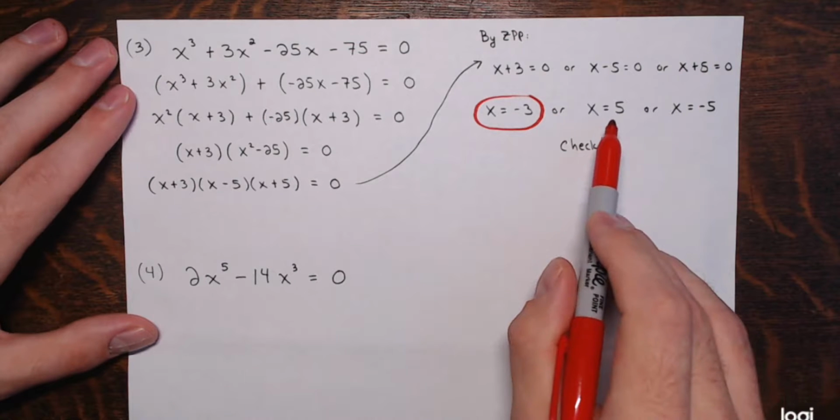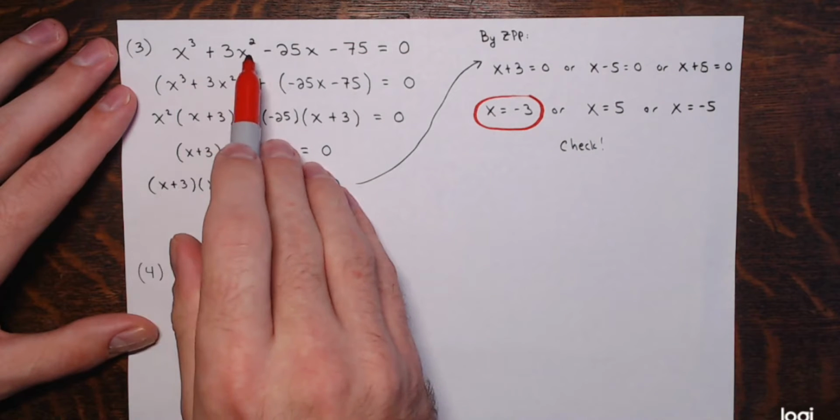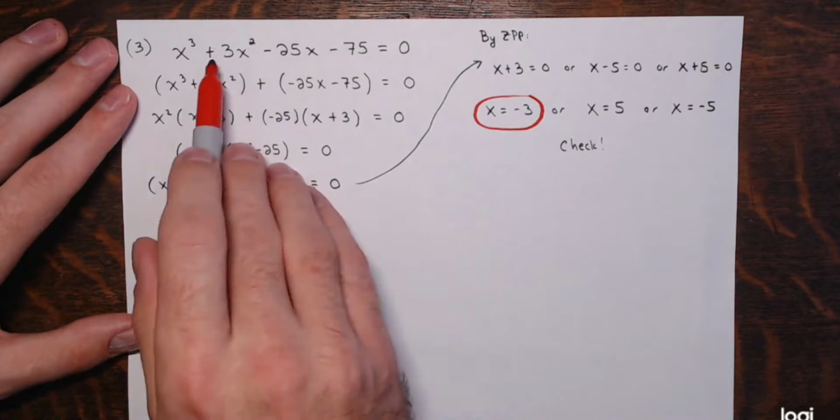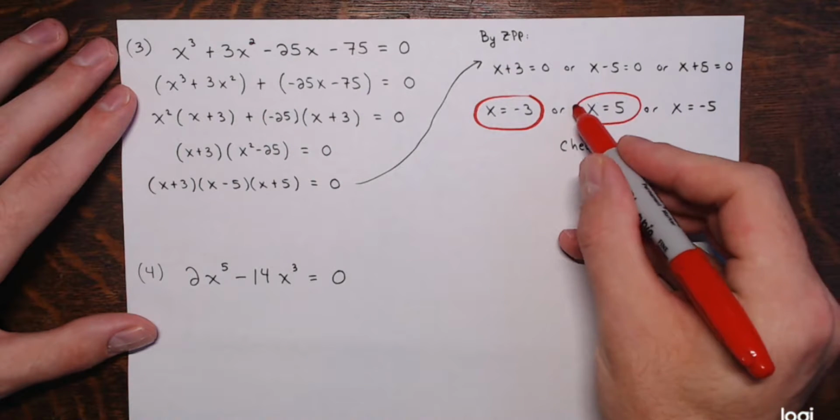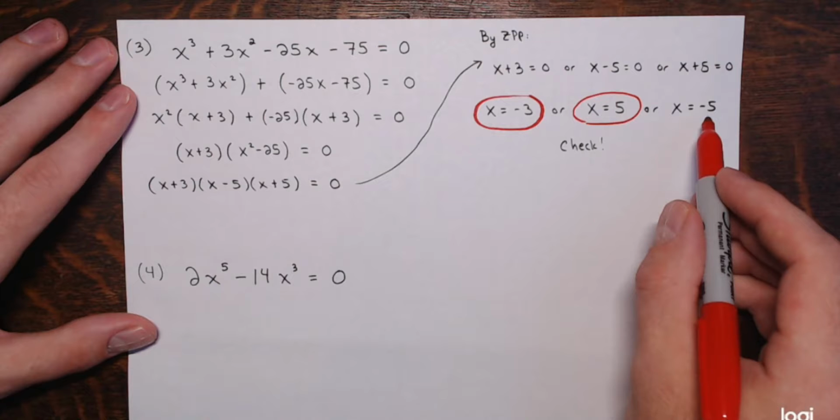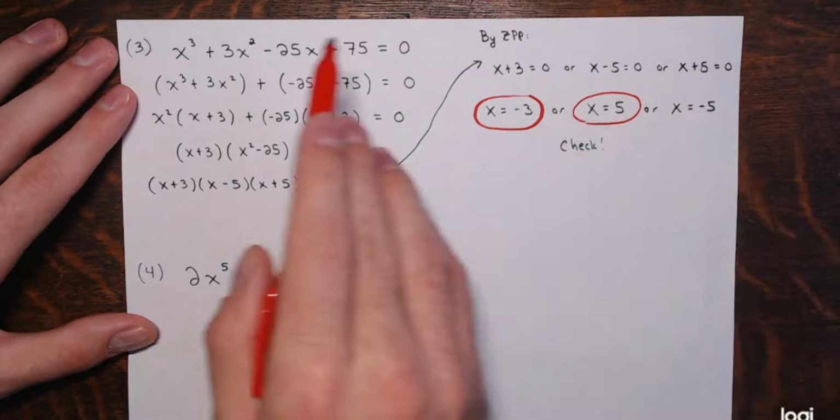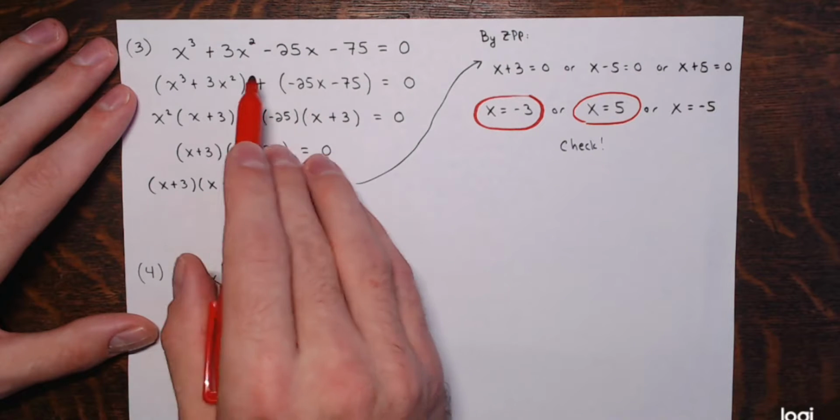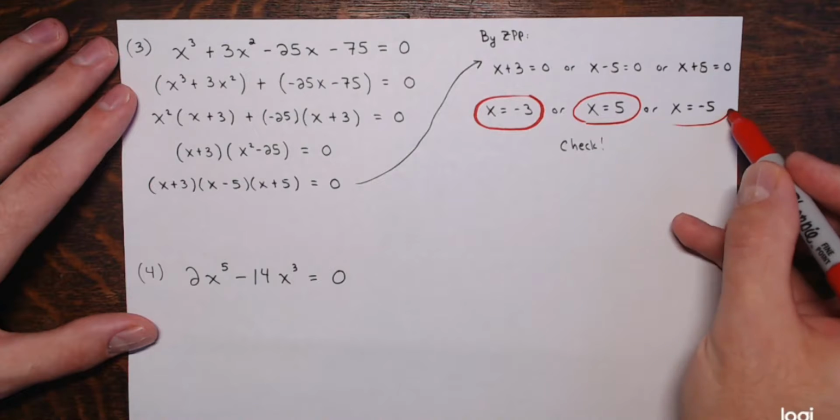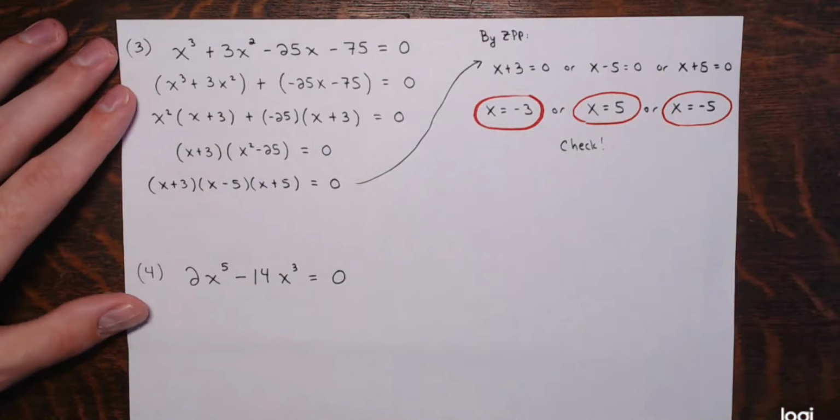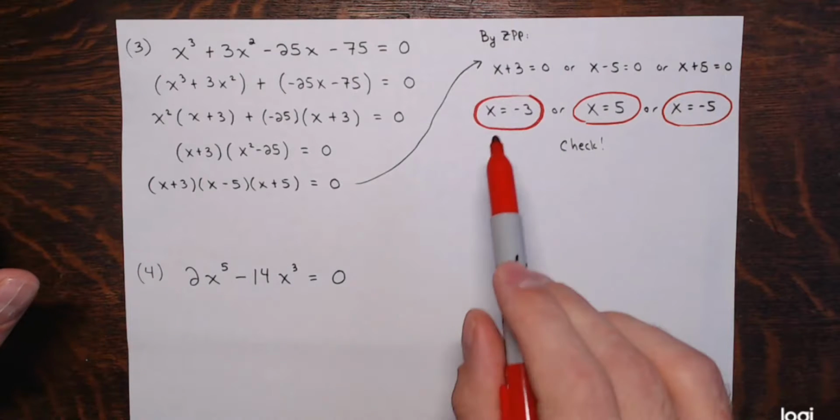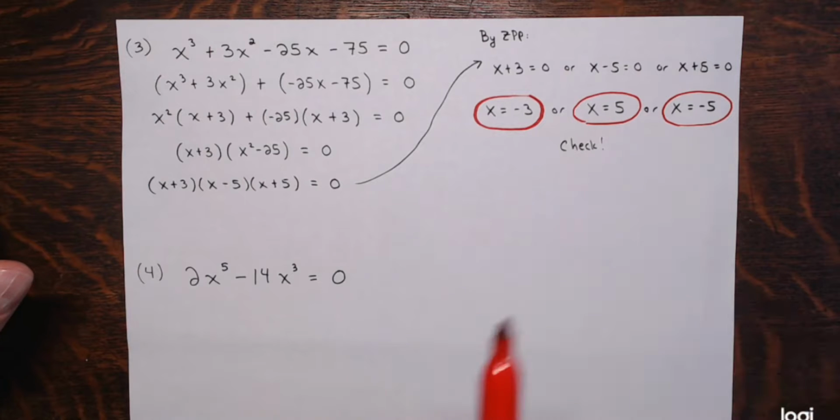And when x equals 5, these first 2 terms would add to 200. These next 2 terms would be negative 200. 200 minus 200 equals 0. When x equals negative 5, these terms would add to negative 50. These terms would add to positive 50. So negative 50 plus 50 equals 0. That also works. Every single one of these works back in the original equation. So again, we have 3 solutions. Negative 3, 5, and negative 5 all work. Great.